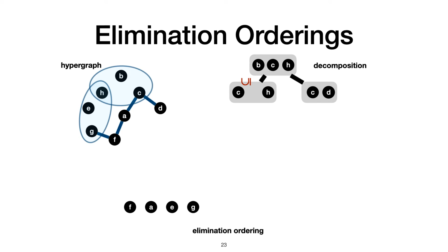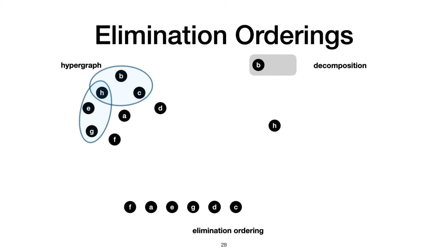The bag that now contains C and H is entirely contained in its parent bag, so delete the bag. D is only contained in a leaf bag, so delete D. The bag that now only contains C is entirely contained in its parent bag, so delete the bag. C is contained only in a leaf bag, so delete C. H is contained only in a leaf bag, so delete H. B is contained only in a leaf bag, so delete B.